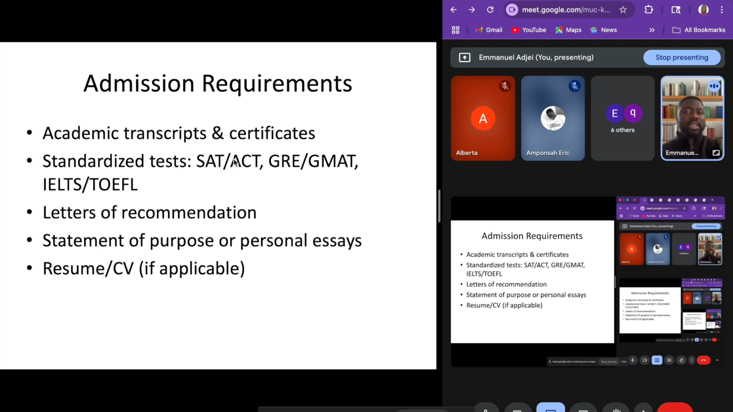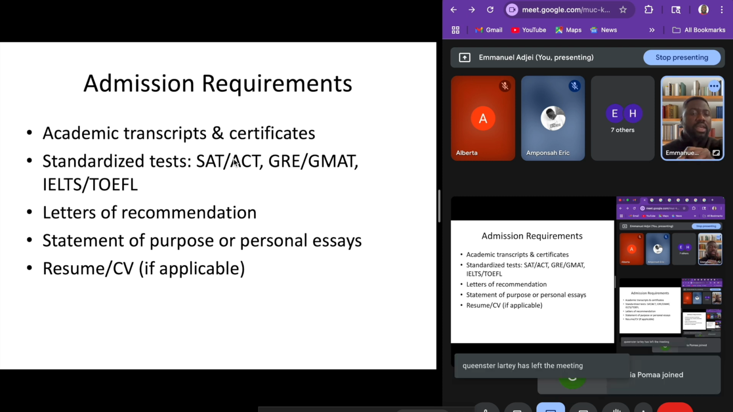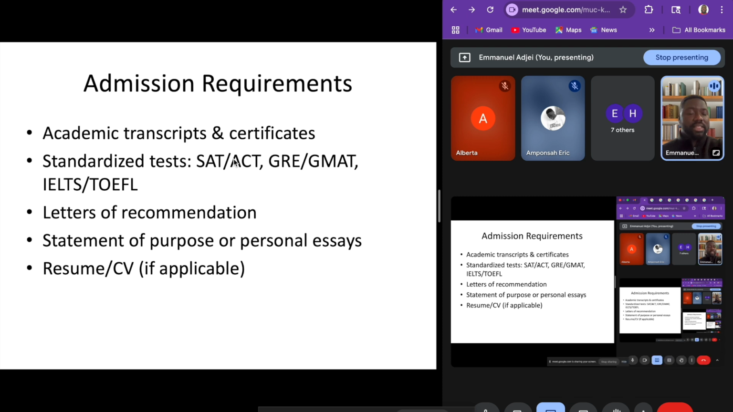What I would say with these standardized test scores is that basically you don't need any of this to get admission with scholarship in the United States or in Canada. You don't need any of these test scores: SAT, ACT, GRE, GMAT, IELTS, or TOEFL. You don't need any of these to get admission with scholarship in the US.